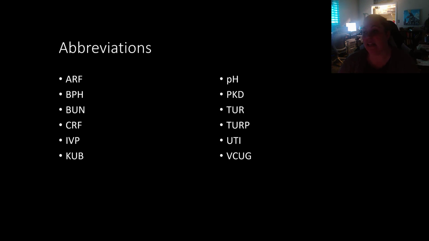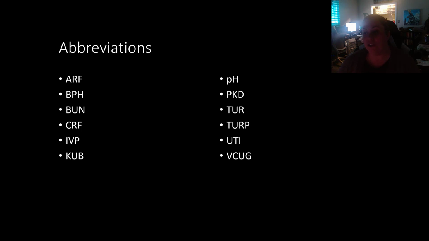IVP is intravenous pyelogram. KUB is kidneys, ureters, and bladder. So when they say KUB, they are looking, maybe it was a picture of the kidneys, ureters, and bladder. Another thing is some other medical terms that are used with abbreviations that are found a lot in the urinary system is pH. This is the potential of hydrogen, so the amount of hydrogen that's present. This is our pH scale. We have PKD, which is polycystic kidney disease.